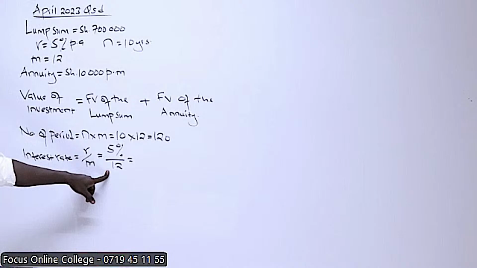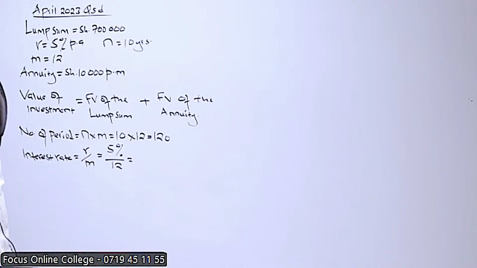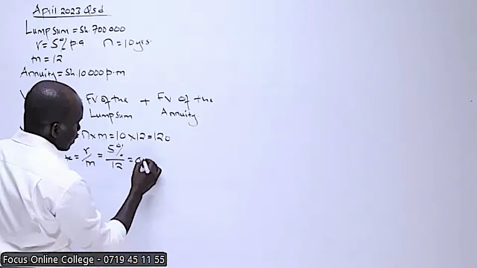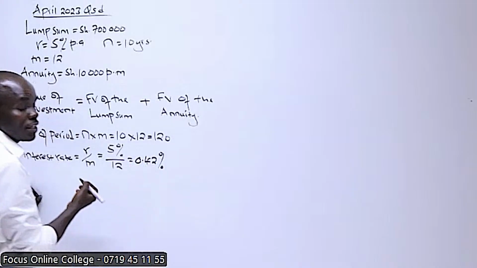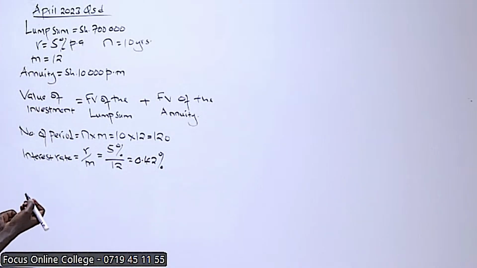5/12 is what? Five over 12. Let's have it the way it is. If you divide 5 by 12, I'm getting 0.42. Let's say 0.42%. Don't forget this is percent, because you are going to divide further by 100.